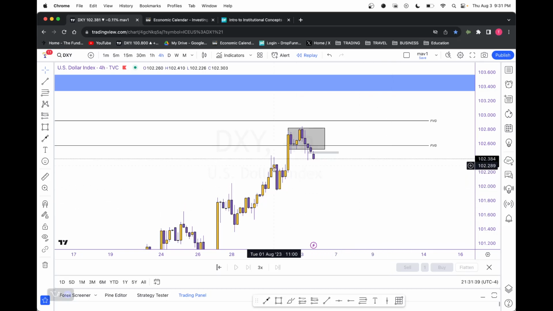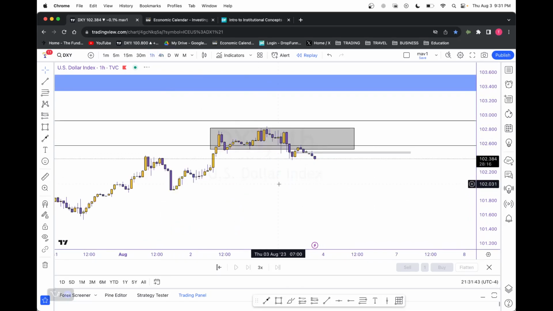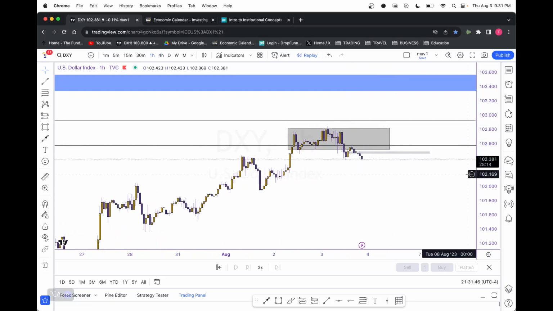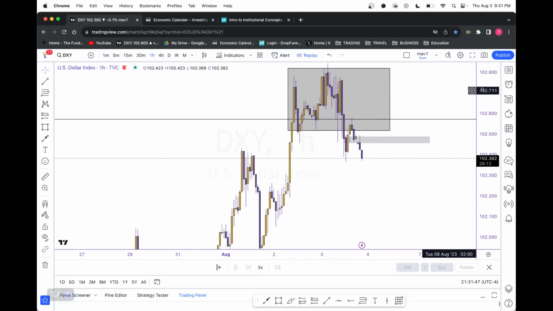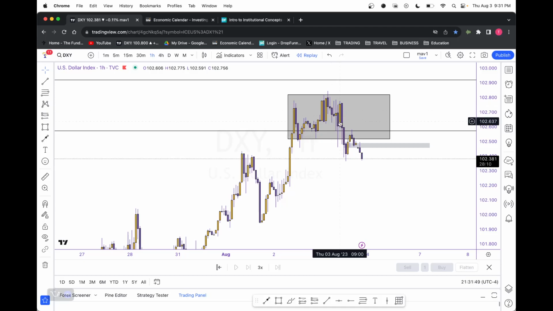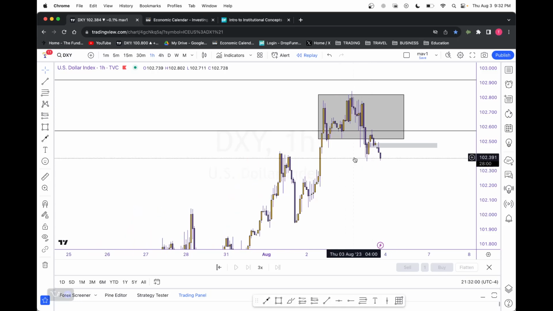On the lower time frames, I'm seeing displacement away from that fair value gap. And I'm seeing a consolidation form. We saw an expansion away from the equilibrium. We saw them trade back up into that expansion right here, and then we saw them sell off again, right? So we are seeing the makings of a reversal.